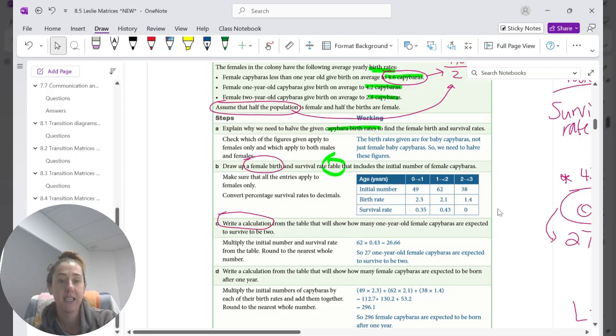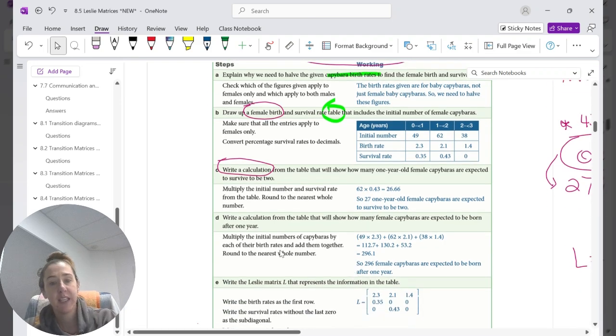So moving into this next category here. We're going to write a calculation from the table that will show how many female capybaras are expected to be born after 1 year. So that's where we're saying this is the birth rate, and if we've got 49 females and in the year they're expected to have 2.3 females birthed, we're going that plus this plus this. So this multiplied by this, multiplied by this, multiplied by this. Sum those to get 296.1.